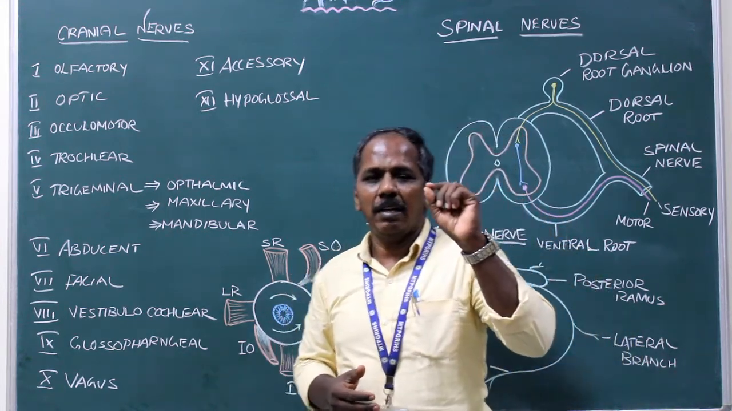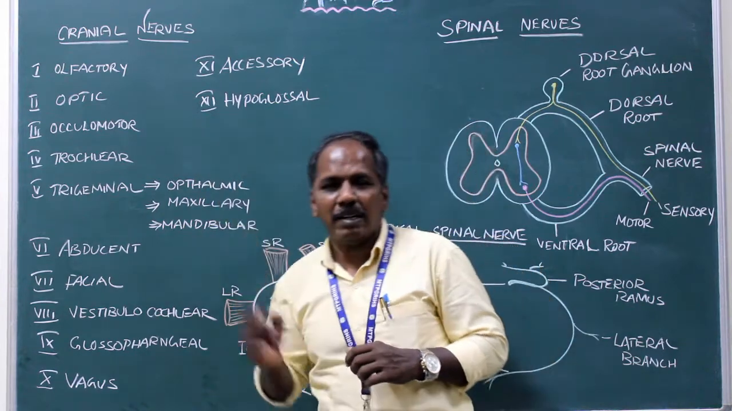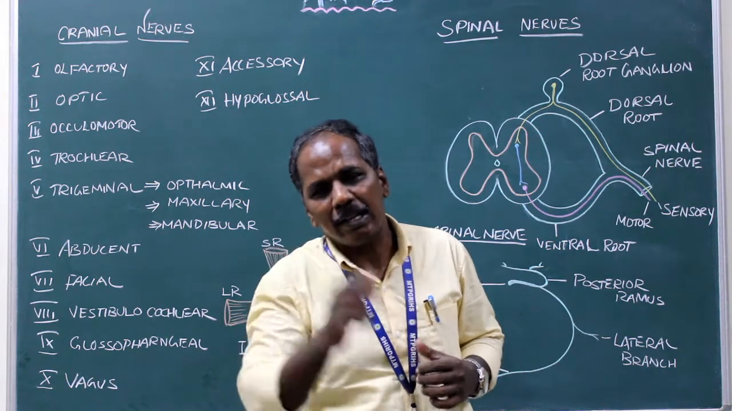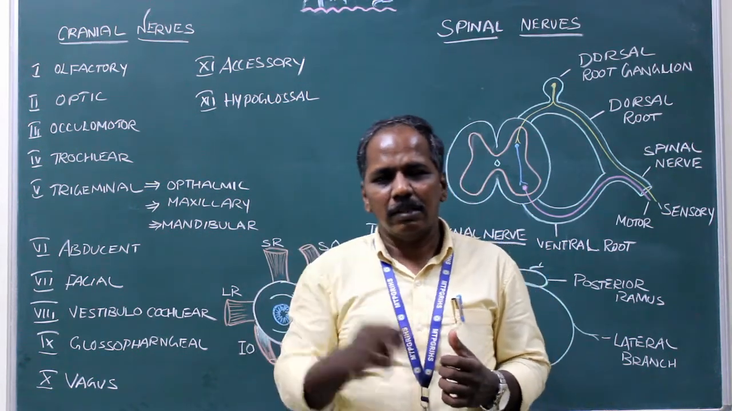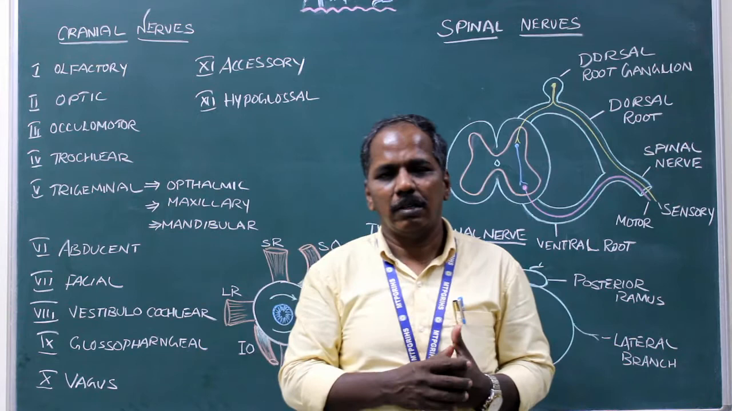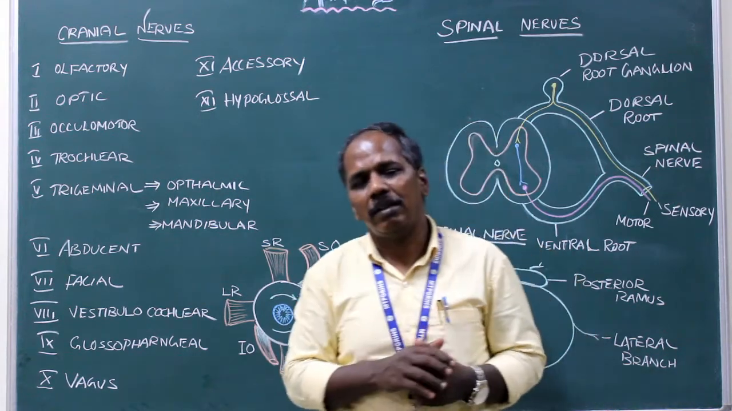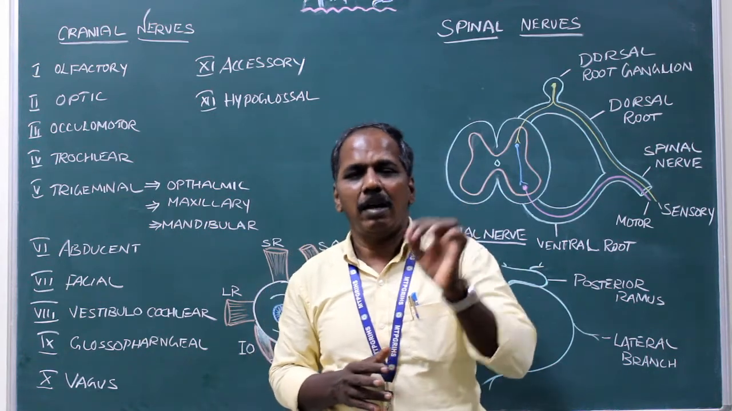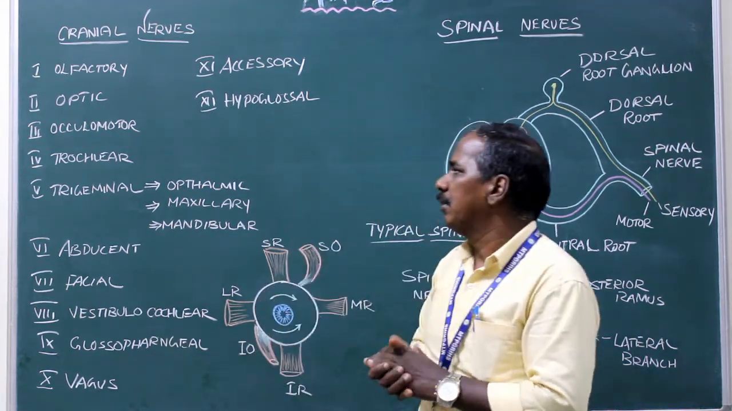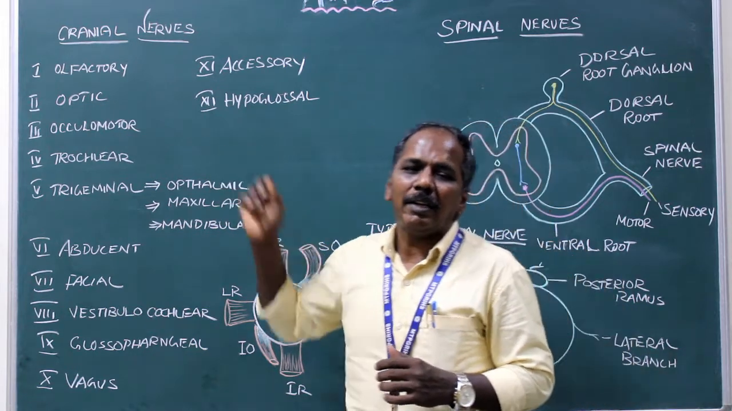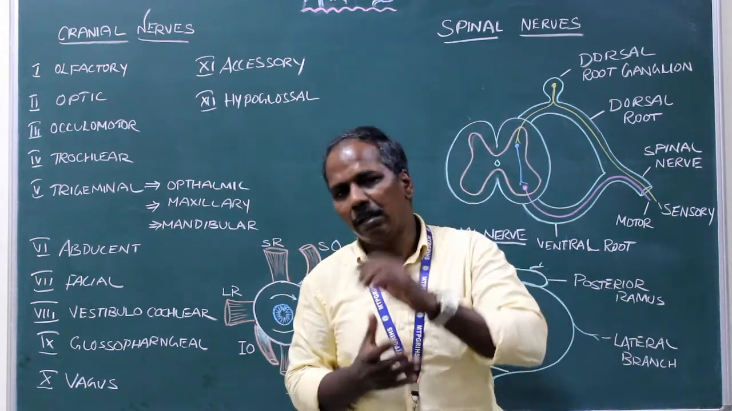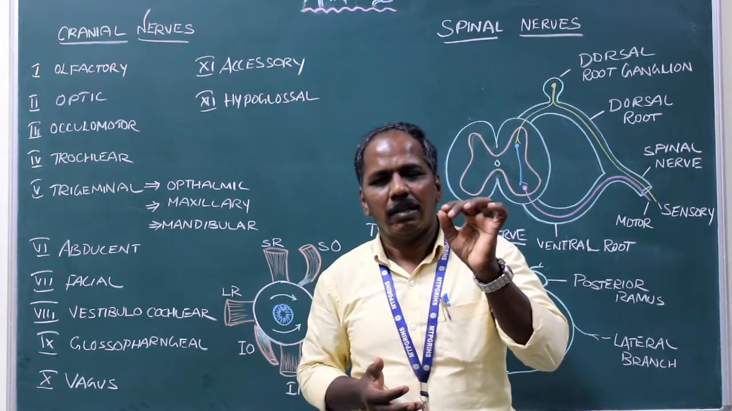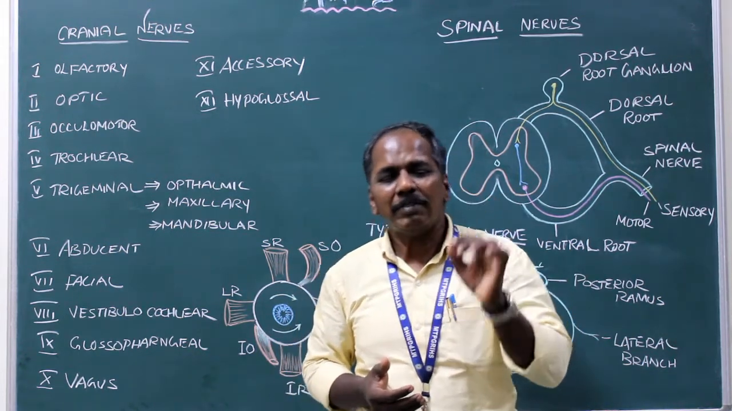Number 1, first cranial nerve, olfactory nerve. Its type is special sensory. Function, olfaction, that is smell. Loss of smell is known as anosmia. Second cranial nerve, optic nerve. It is also special sensory. Function, vision.